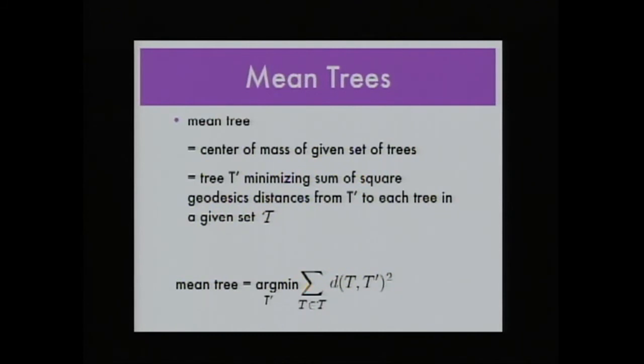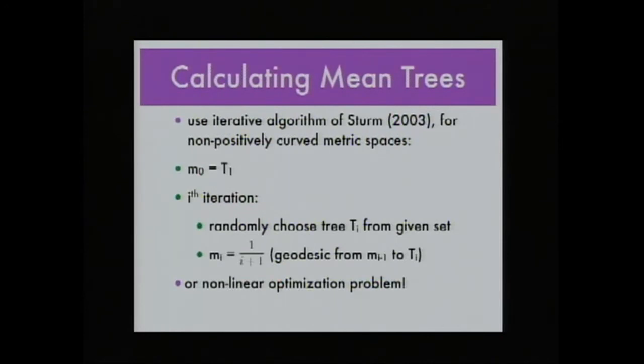And this could be a nonlinear optimization problem. It turns out that because we're on a non-positively curved metric space, there's an algorithm that Sturm gave in a paper in 2003 that gives a very simple algorithm for calculating this mean. It's an iterative algorithm. We pick a tree from our set, and that's our first candidate for the mean tree. Then at each step, we choose randomly one of our other trees from our set, and we take the geodesic from our current candidate for the mean tree to that new tree we've just chosen.